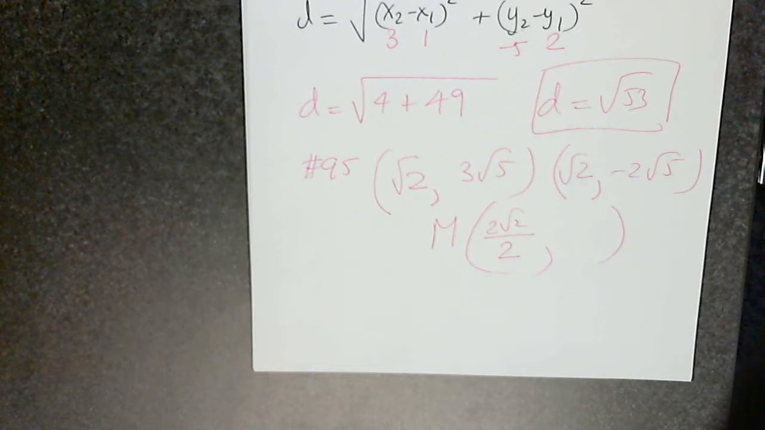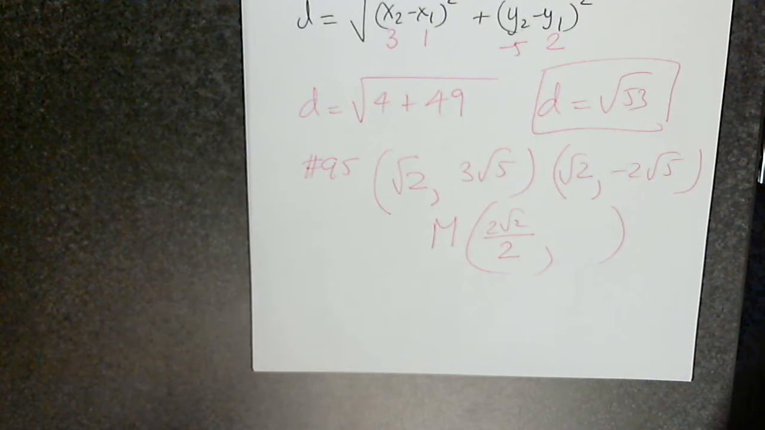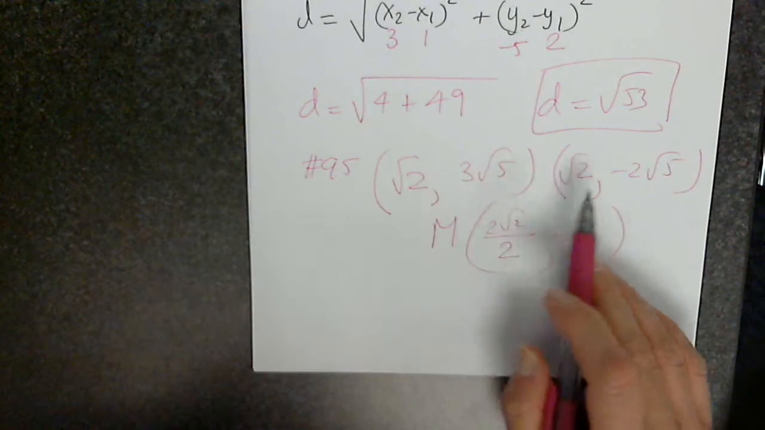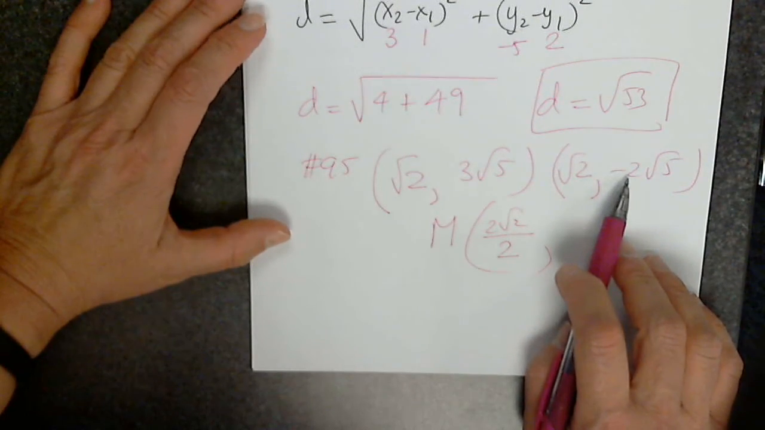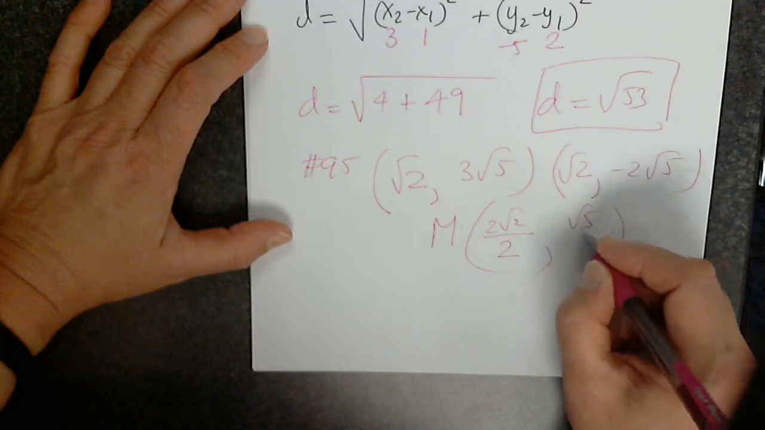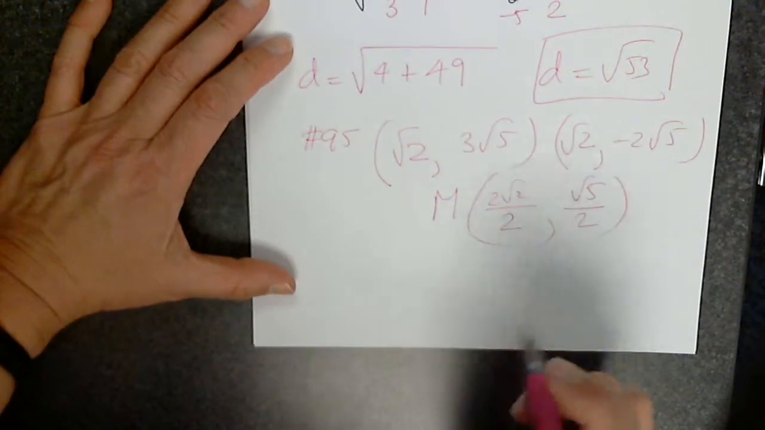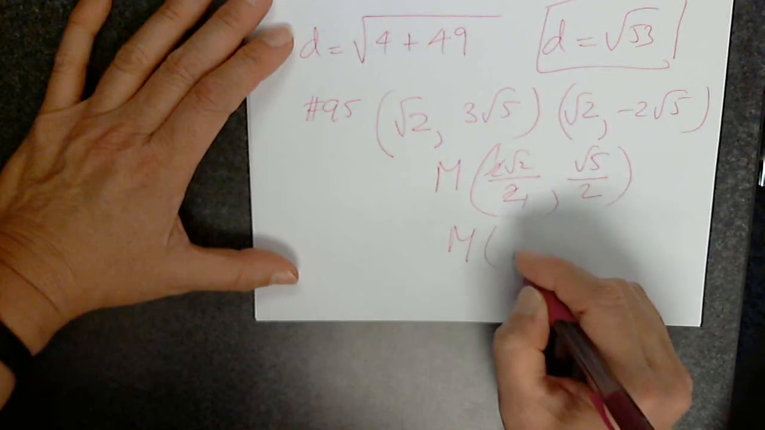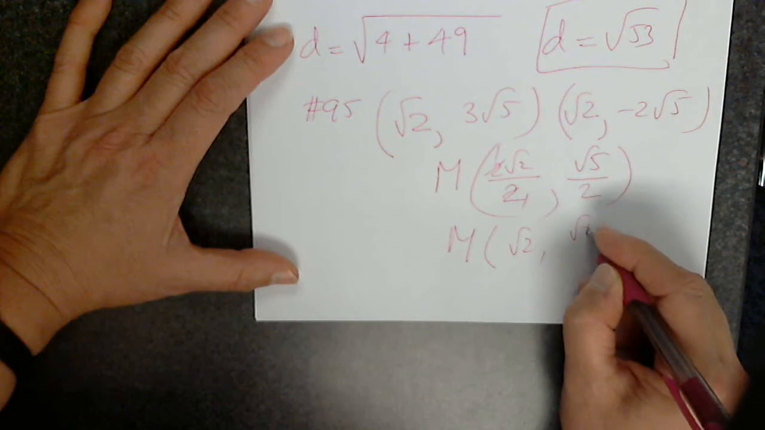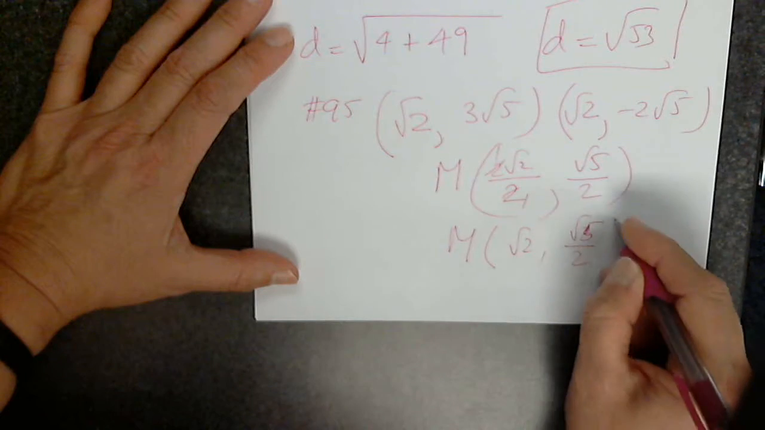When I add 3 the square root of 5 to negative 2 the square root of 5, 3 apples minus 2 apples, because they are like radicals, I get 1. So this is the square root of 5 over 2. The only thing I can do is simplify the 2's here. That's it. So the midpoint is the square root of 2 comma the square root of 5 over 2.